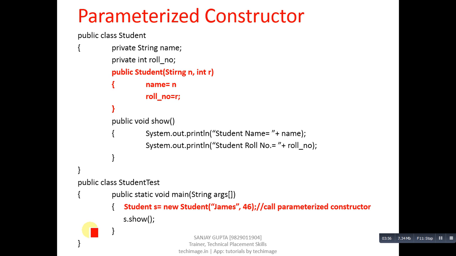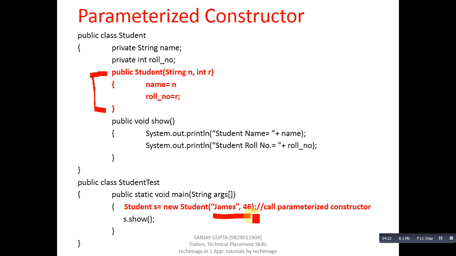We can define a second type of constructor, which is the parameterized constructor. So this is the definition of a parameterized constructor. In this constructor, you can see arguments are passed here, and n and r are assigned to name and roll number, and these arguments are passed from here.